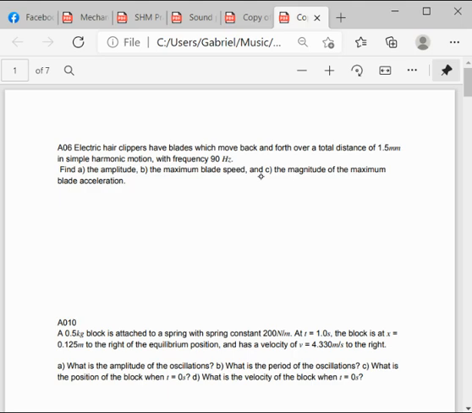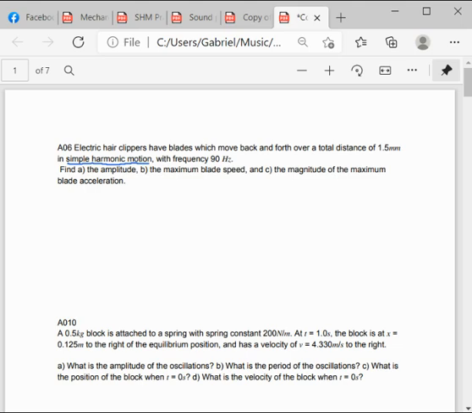And in this case, you're told that we have electric hair clippers and you're given some numbers. And the biggest takeaway from the setup of the question is that you're told it's simple harmonic motion. And that's an important fact because that enables us to use a lot of the formulas that we learned in chapter 15.